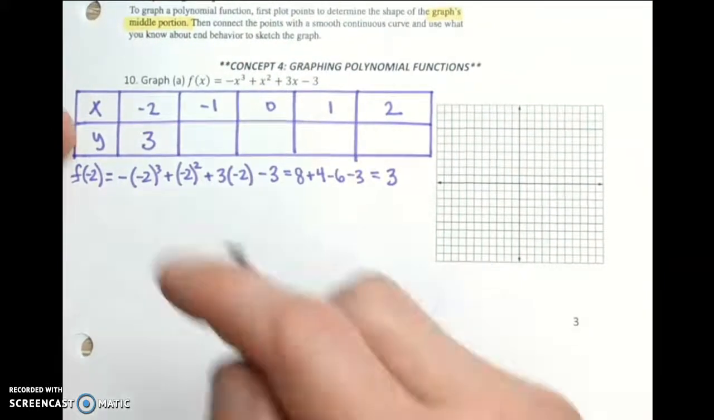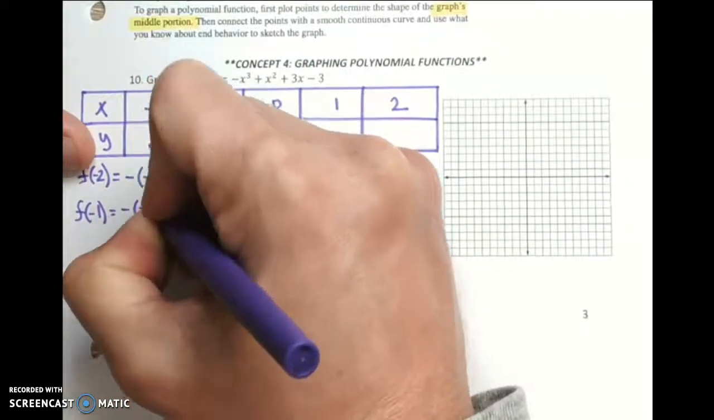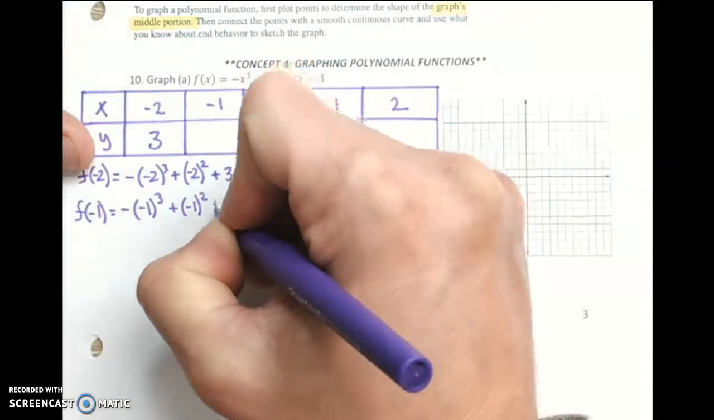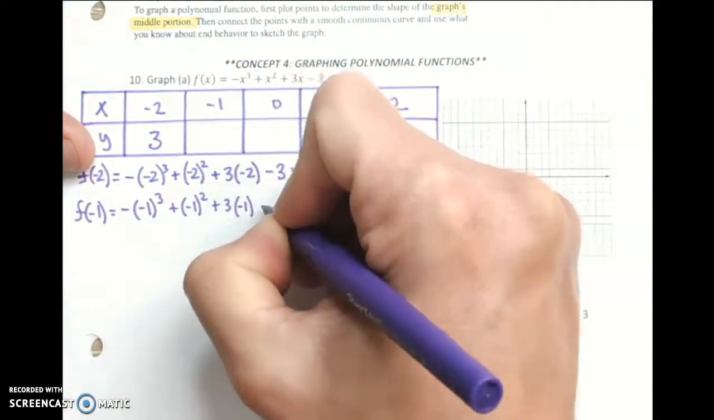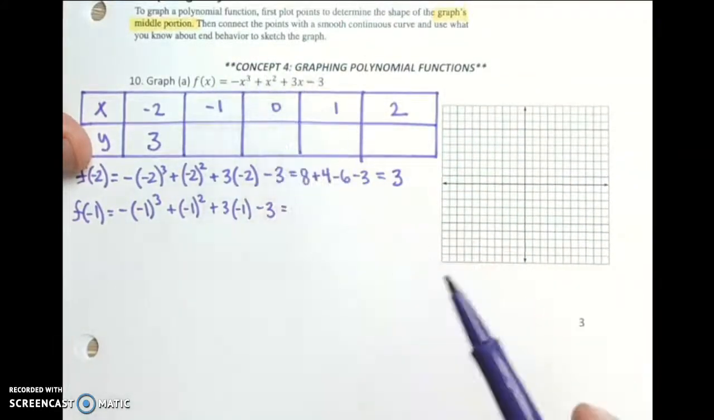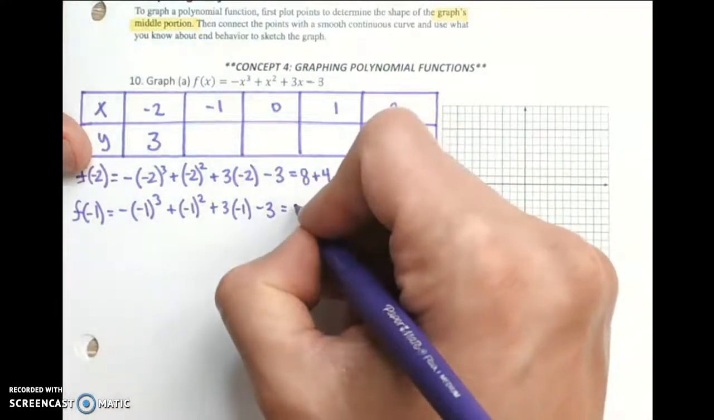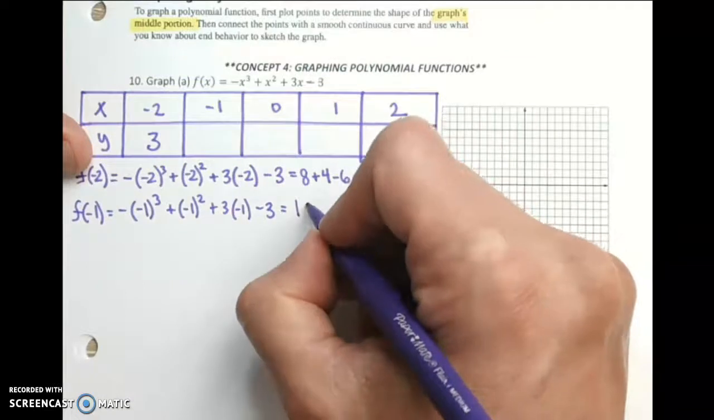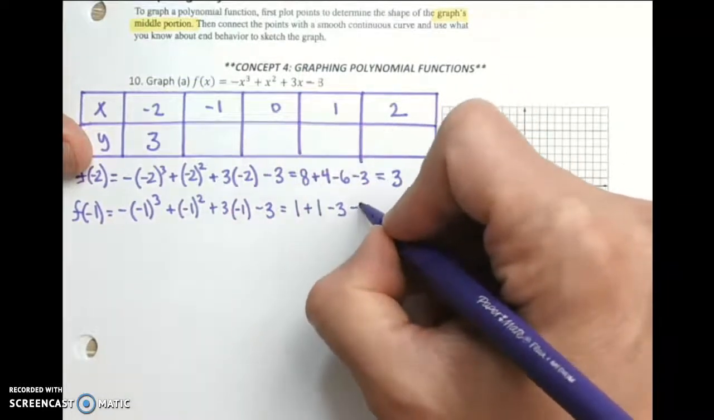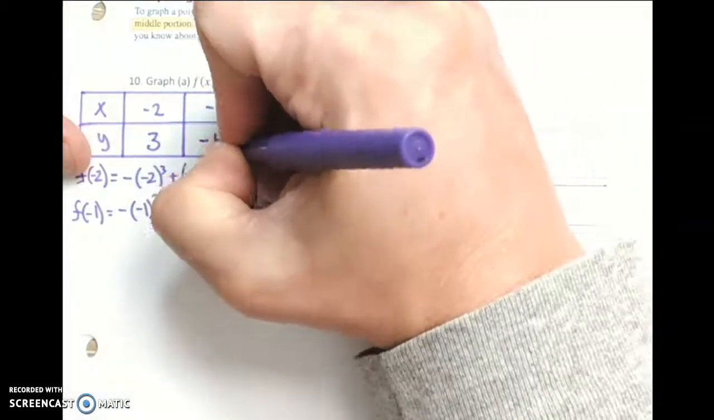Okay. Continue on. F of -1. Okay, so I get the opposite of -1 cubed plus -1 squared plus 3 times -1 minus 3. I'm just putting it right there in for x. Alright, so now -1 cubed is -1. The opposite of that is +1. Plus 1. -1 squared is 1. 3 times -1 is -3 minus 3. I got 2 minus 6, and that is -4. And then I place a -4 in there.